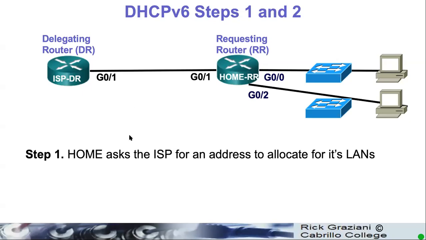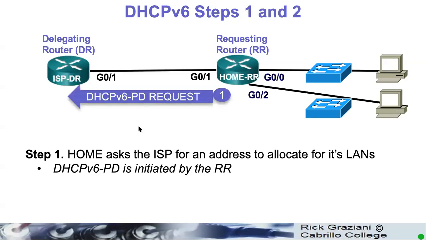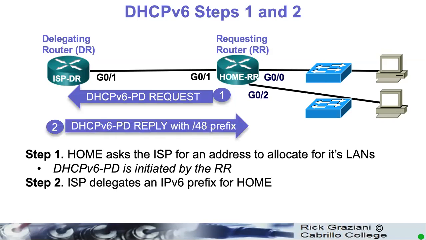Okay, so first, let's just take this step by step. The router sends out a DHCPv6 PD request saying, hey, I want to initiate prefix delegation with you. And the delegating router will assign a prefix for the requesting router to use.